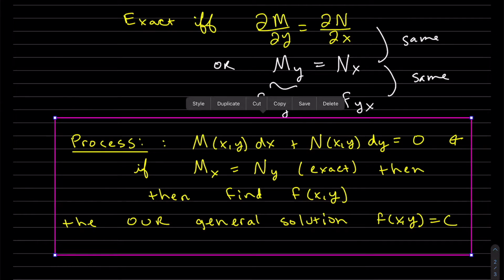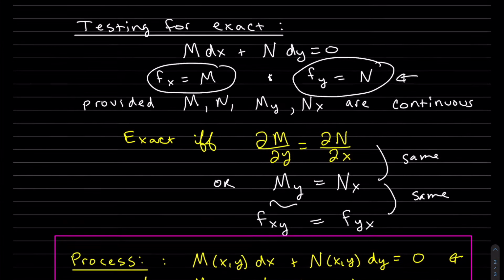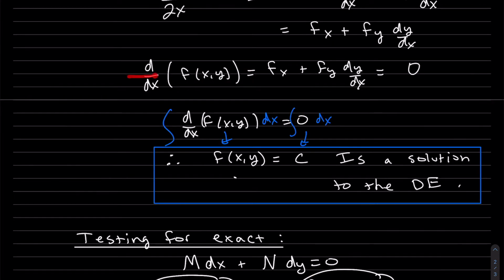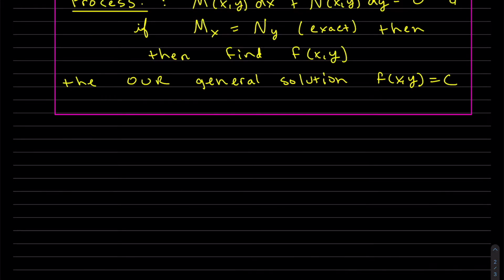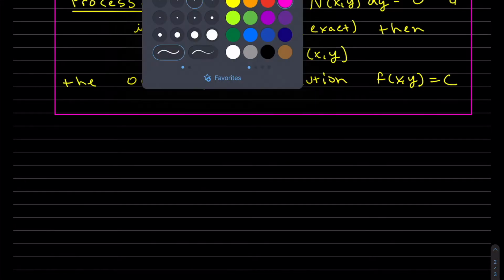Okay? If it's exact, find your function and set it equal to the constant, and that's our solution. Remember, it's our solution because, since the derivative of f has to equal 0, the function has to equal the constant. Let's just work out an example here.